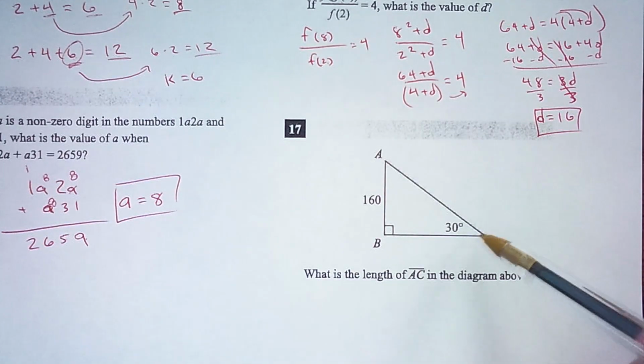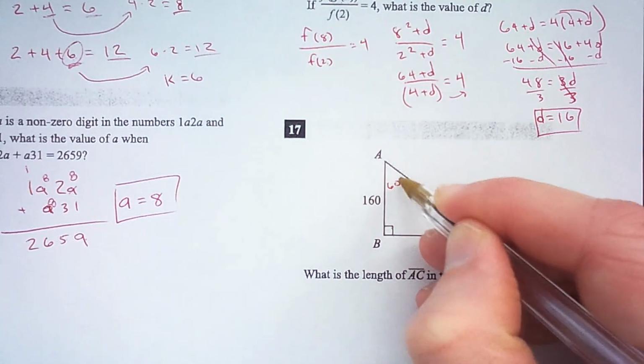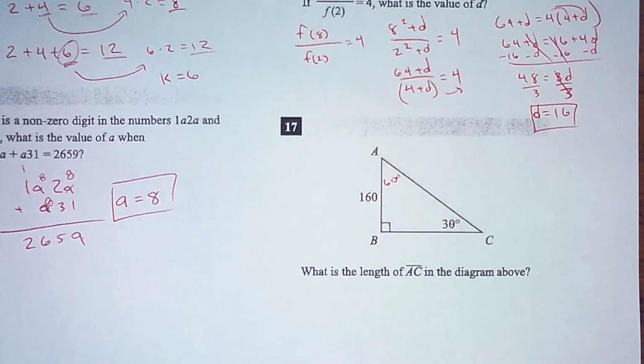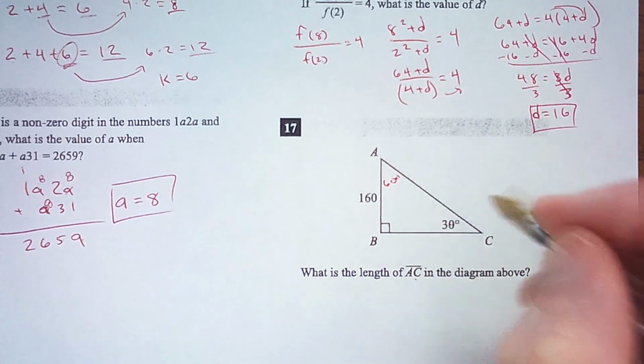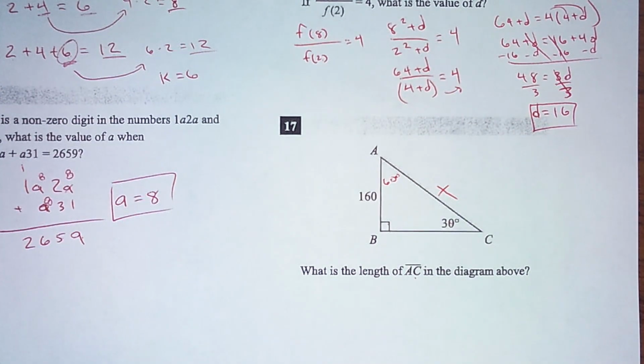And our last problem here, we've got a 30, 60, 90 triangle. So I've got a 90 and a 30. That means this one has to be 60. So it's a 30, 60, 90. What is the length of segment AC? So segment AC, I'll call that X.